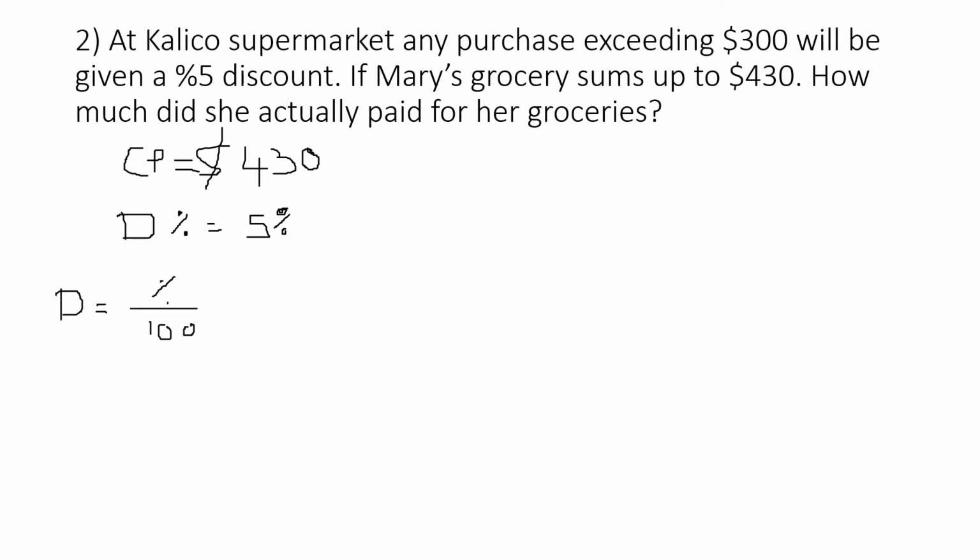Just rewriting it. I love to rewrite my formulas before I start to substitute values. And that is multiplied by the cost price. This will be my percentage formula. Good. And now I can substitute values. I know that the given percentage here is 5, and I know that my cost price is $430. And notice, by applying this formula, all I'm basically doing is finding out how much discount she will be getting. Oftentimes, I've seen students apply this formula, and whatever answer they get, that is where they stop.